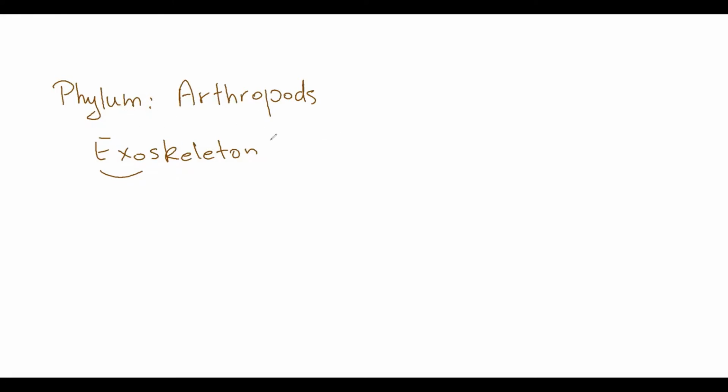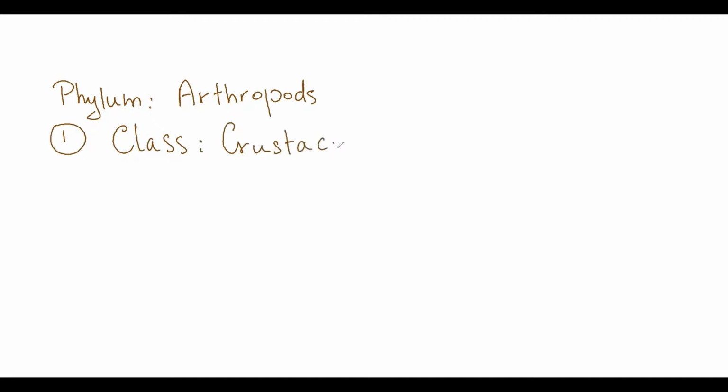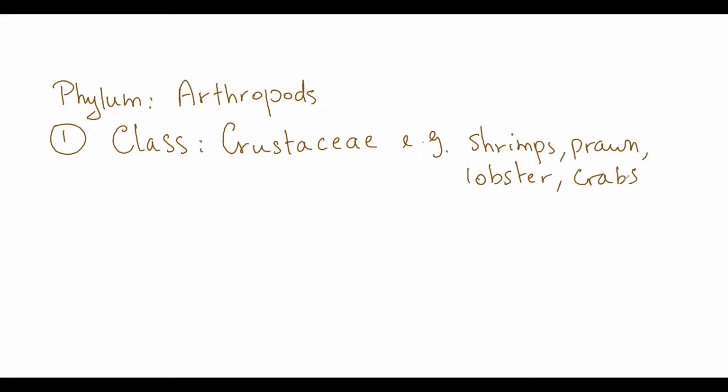This phylum, or these arthropods, are divided again into classes. And let me begin with the first class, which is class Crustacea. The Crustacea, the examples that we have are the shrimps, prawns, we have lobsters, what else? Crabs. All these are Crustacea.